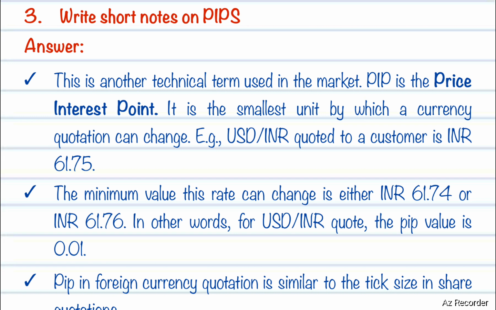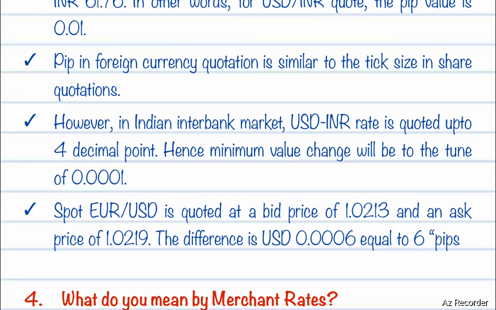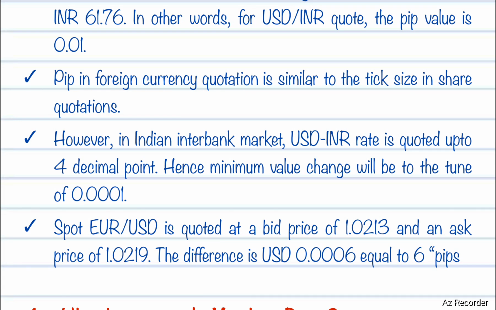Example, the USD per INR rate quoted to a customer is INR 61.75. The minimum value this rate can change is either INR 61.74 or 61.76. In other words, for the USD per INR quote, the PIP value is 0.01. PIP in foreign currency quotation is similar to the tick size in share quotations. However, in the Indian interbank market, the USD INR rate is quoted up to 4 decimal points.